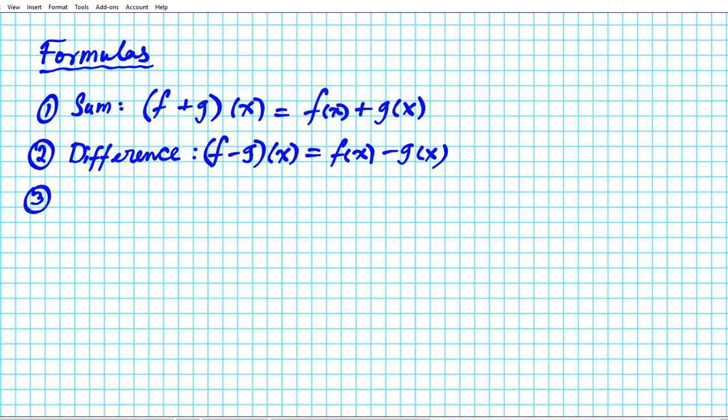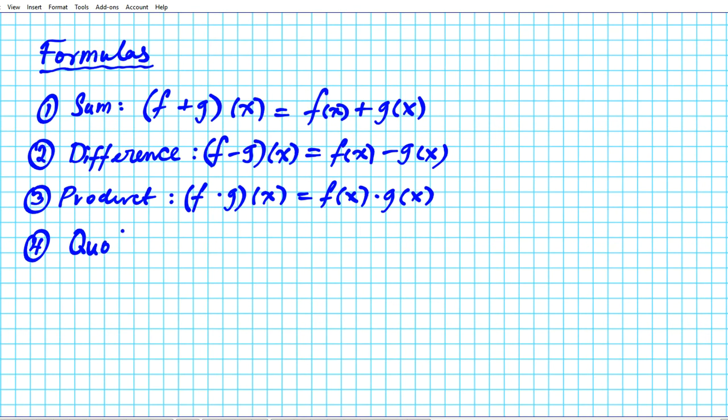And then we have the product formula. Now, how do you express the product of functions? Simply f times g of x is the condensed way of writing it, and it just simply means multiply the function f of x with g of x. And then we have the quotient operation. F over g of x is the condensed format of writing it, and this means you take the function f of x and divide it by g of x.